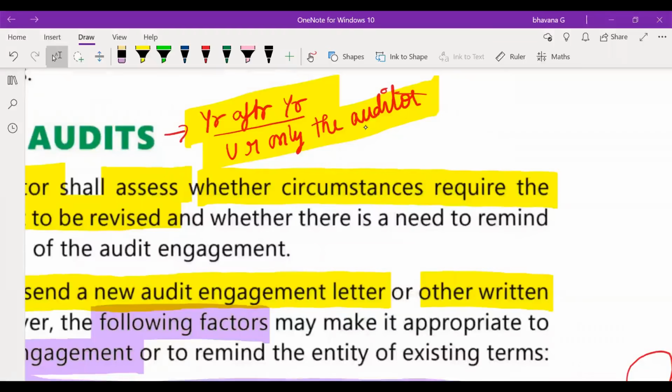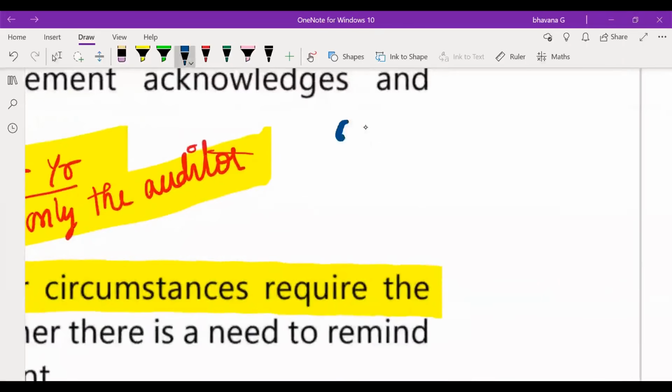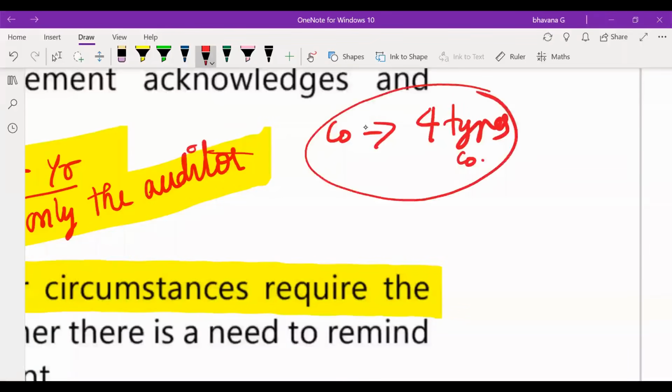When I was studying company audit, I told you that there are only 4 types of companies to which this rotation is applicable. Didn't I tell you the applicability of rotation of auditors? All listed companies which have paid up share capital of 10 crores or more. So only for those companies is rotation needed. For other companies you don't need rotation. Year after year also you can change the auditor.